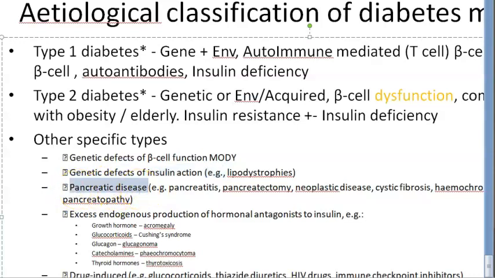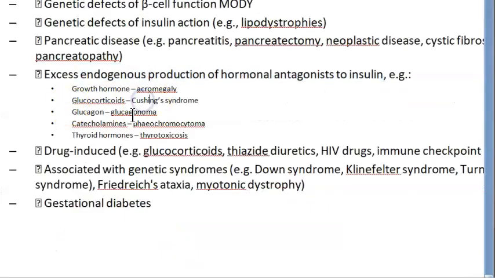Then pancreatic disease, where the pancreas itself has some problem, like there is no pancreas at all because a pancreatectomy has been done, or the pancreas has some cancer or something, so that becomes another. And then you have some antagonist to insulin being produced in the body. So insulin is there, but there is something that is not allowing it to work, okay? Something that is acting against the insulin, that could be growth hormone or excess steroids or glucagon. Glucagon is the opposite of insulin, that you know. Then catecholamines or thyroid hormone. So these could be one reason.